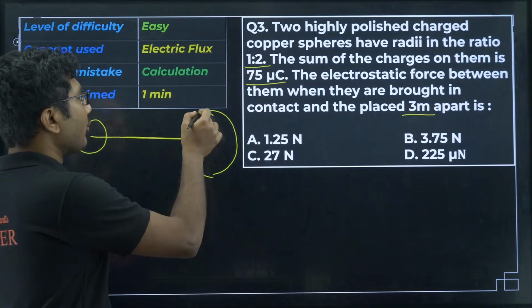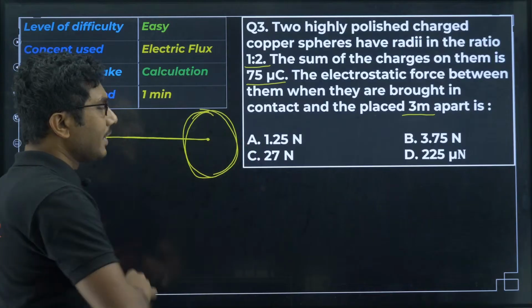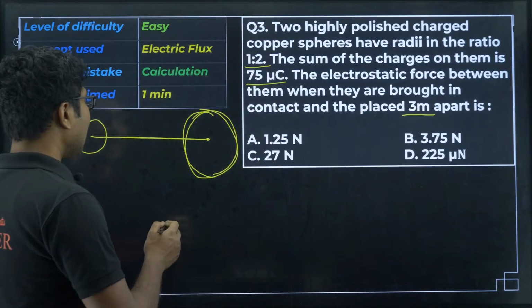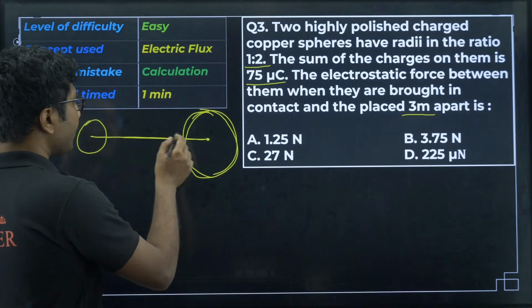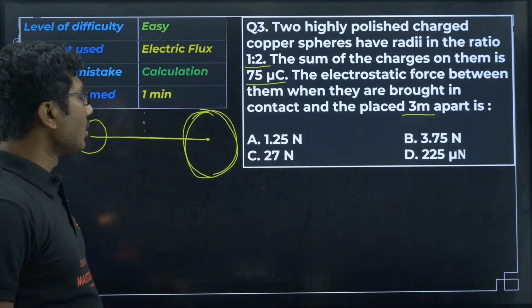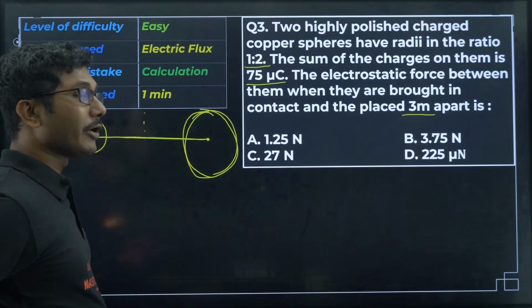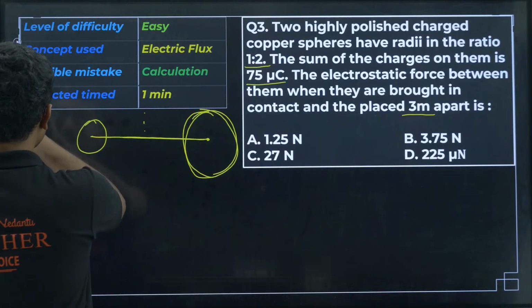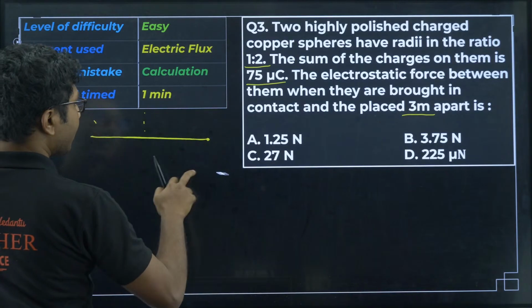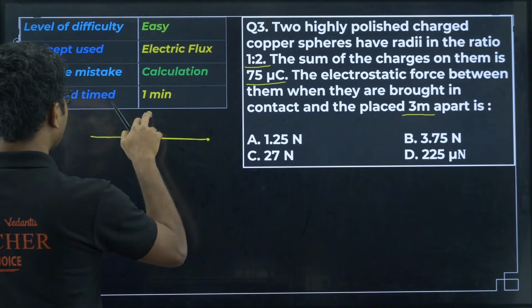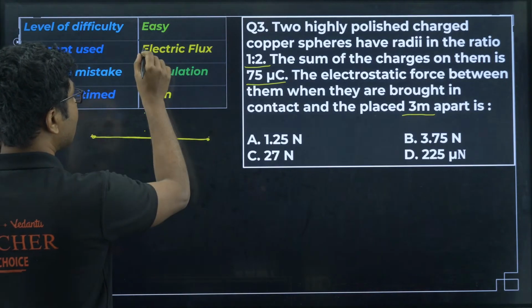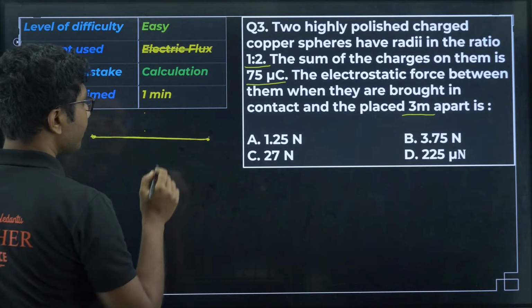If they ask you what is the potential on the surface of the bigger sphere, then in that case radius is important. But otherwise the radius is not important, because whenever you are considering some point as an external point, you can consider the entire charge of the sphere to be located at the center of the sphere. So basically this is a simple Coulomb's law based question, not electric flux.